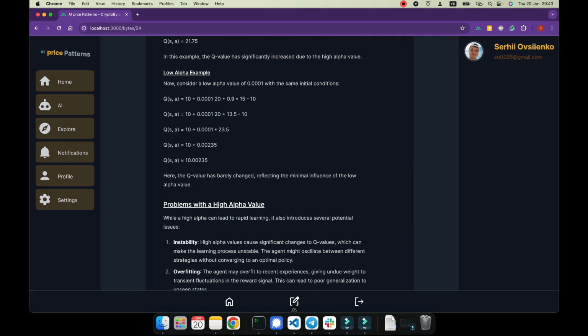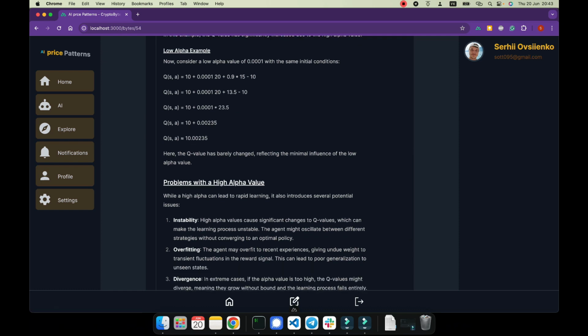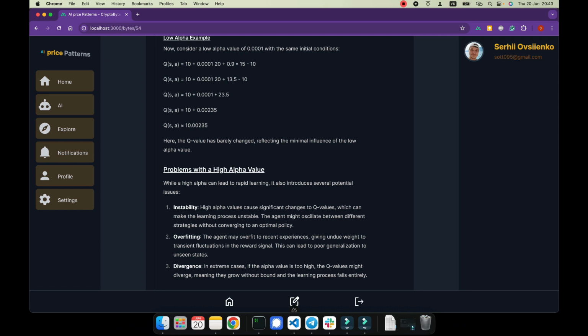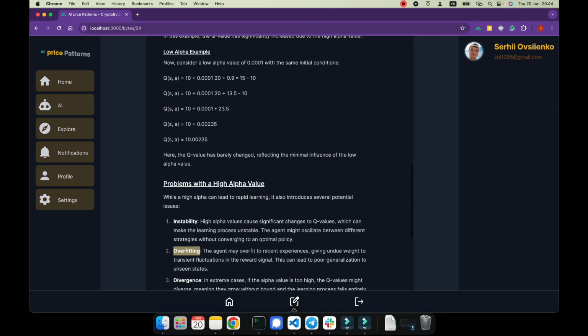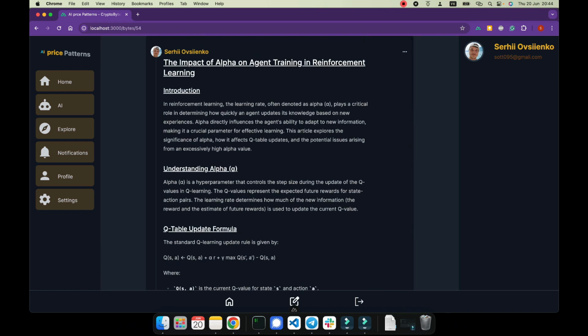When you have a very high alpha, your learning process would not be stable, because you're trying to adapt very quickly to your current session and forget everything that happened in the past, and you could achieve overfitting because you adapt to the current situation but forget everything. Okay, I think it would be useful for you to understand what a learning rate is, what alpha is, and be careful using a very high alpha value in your project. Bye.